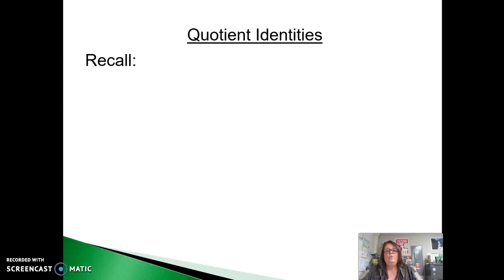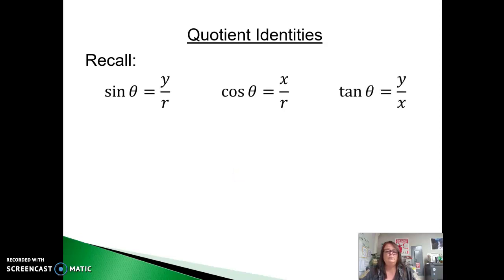Then we have quotient identities, and these are used all the time. Sometimes I like to show you where they come from so that they make more sense to you. So think back to chapter 5. We said that the sine of theta was equal to y over r. I think we talked about it in chapter 6 as well. And we said cosine of theta was x over r. And we said tangent of theta was y over x. By putting the r there, it could be a unit circle or it could be off the unit circle.